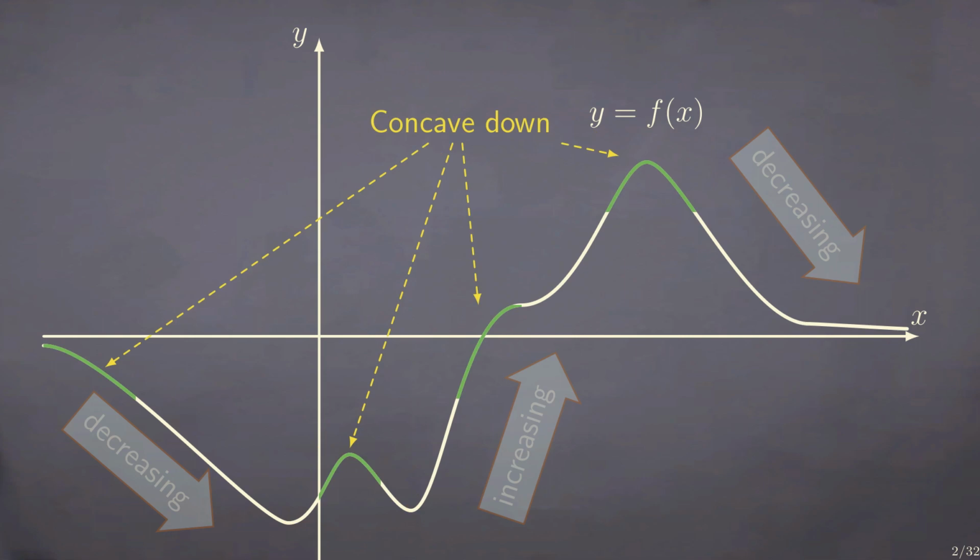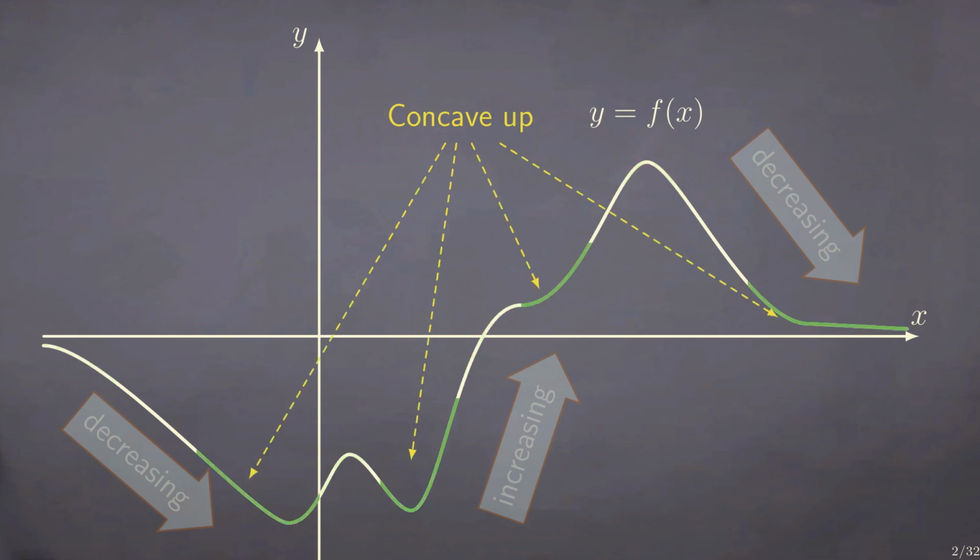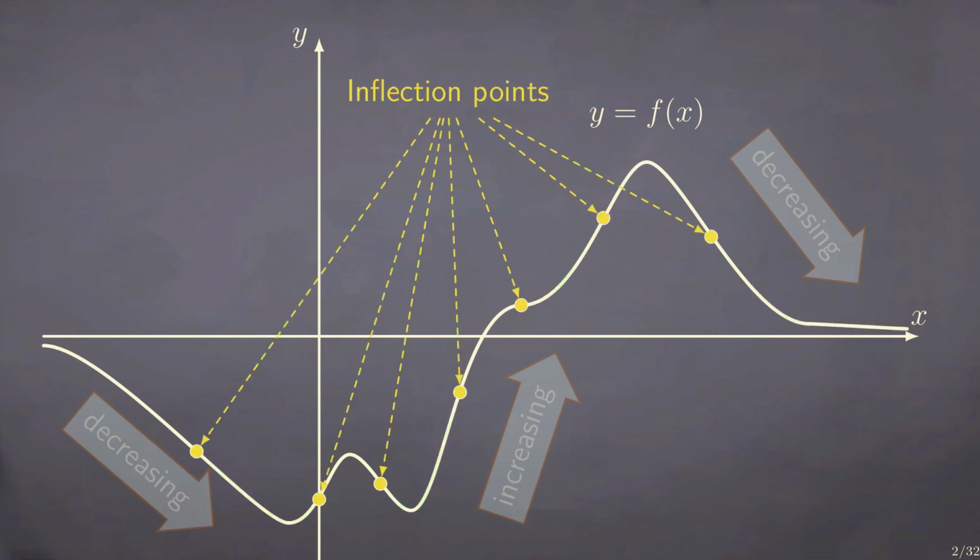And also, based on the graph, you might see that there are parts of the graph that look like a parabola that opens down, and there are also parts of the graph that look like a parabola that opens up. This is what we call the concavity of the graph, and of course we can also care about points across which the concavity changes.